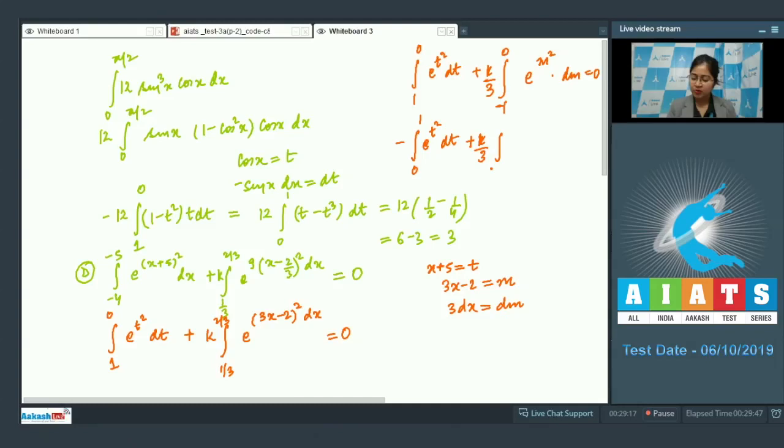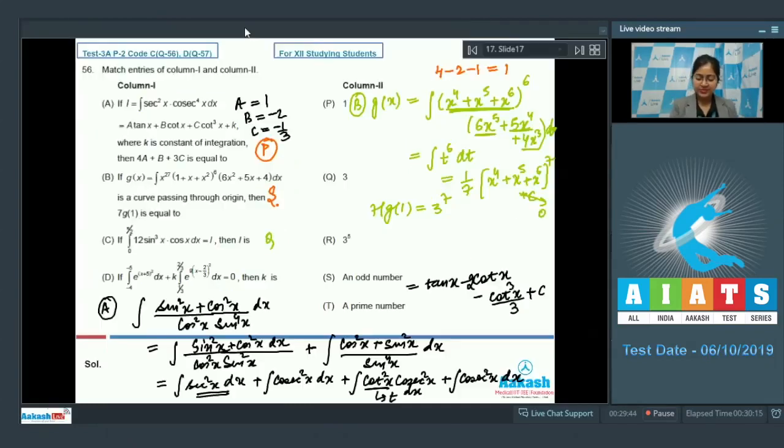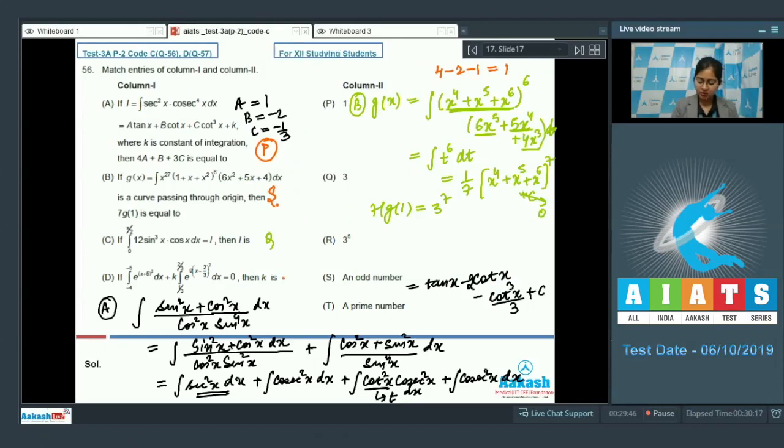plus k by 3 into the integral from minus 1 to 0 will be equal to the integral from 0 to 1. So we can write it as 0 to 1 e raised to the power m square dm equal to 0. Now this gives us k by 3 equal to 1, that is k is equal to 3. So correct answer is option number Q.